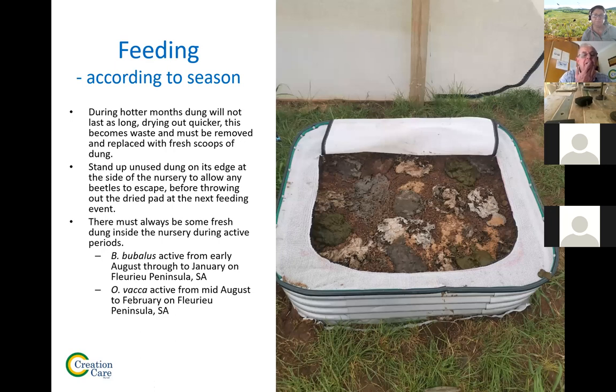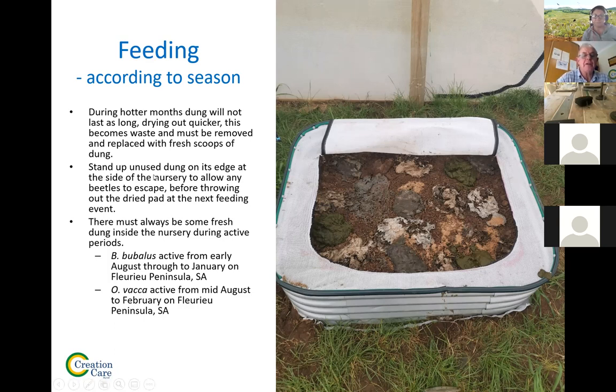Now, in the hotter months, the dung will dry up, and so you might have to do a bit more feed. There might be a little bit more wasted dung. So you just have to look out for that. If you've got, you know, 60% of the dung left and 20% of it's dry, it's not usable dung. So that's something to watch out for in the hotter months.